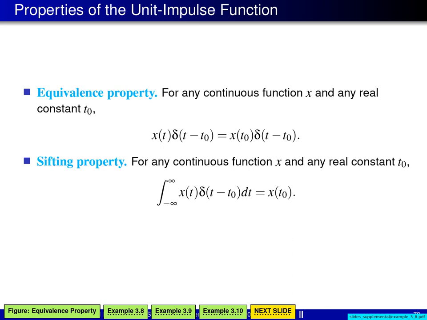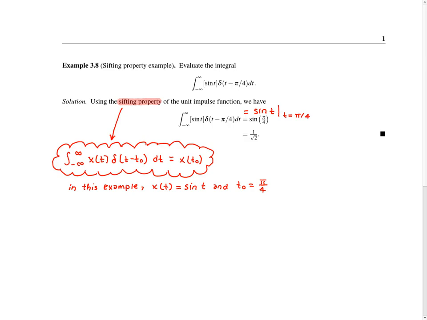So now moving on to the examples, the first example I'd like to go through is example 3.8. In this example, we're given this integral that's shown here, and we're asked to evaluate it. So the first observation we can make is the integral that we're dealing with here has the form of what's specified in the shifting property. In other words, what we have here is some arbitrary continuous function, in this case it's sine of t, multiplying a shifted delta function, which in this case is shifted by pi by 4. And then we're integrating over the whole real line. So this integral here has the form of the integral that appears in the sifting property. So we can use the sifting property to evaluate this integral.